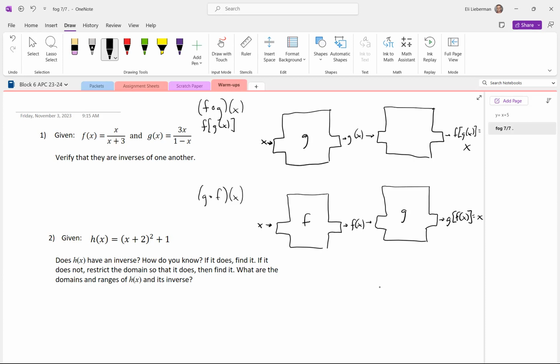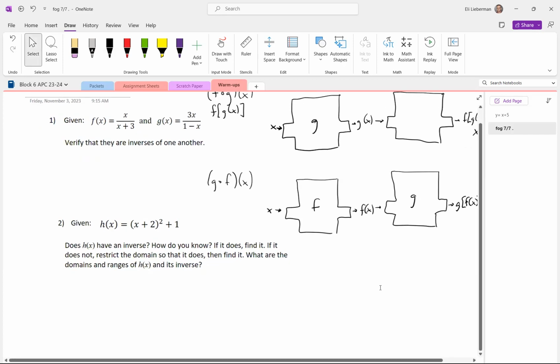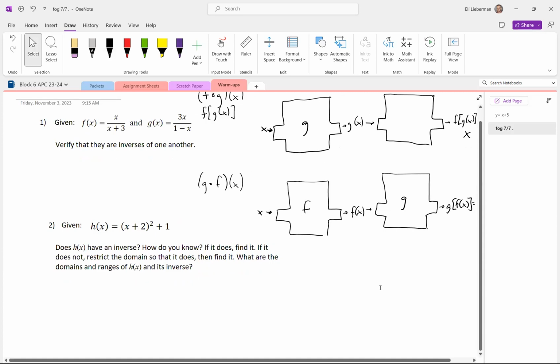I have left myself without a lot of space, and I don't want to do a whole lot of this, so I'm just going to do one of the cases. Should I plug g into f or f into g?